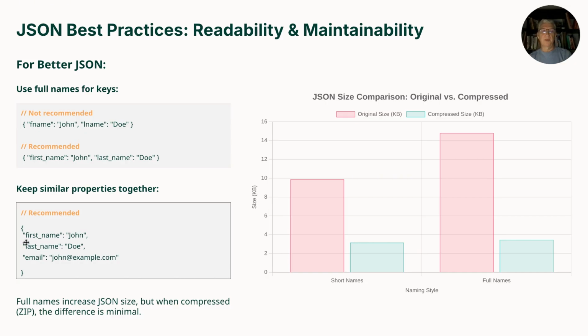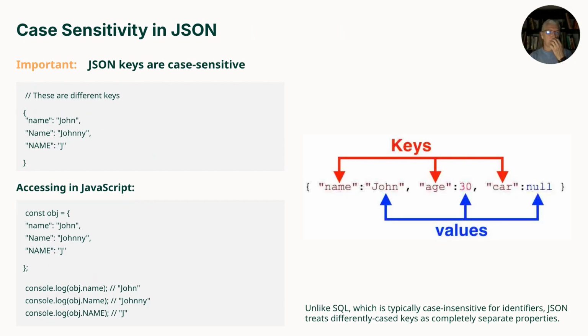For example, in this case, first name and last name, just put them next to each other because you may have a dozen other properties, email, home address, and everything else, but keep them together for consistency. It makes it easier for humans to read and see that you have a first name and last name in that object.